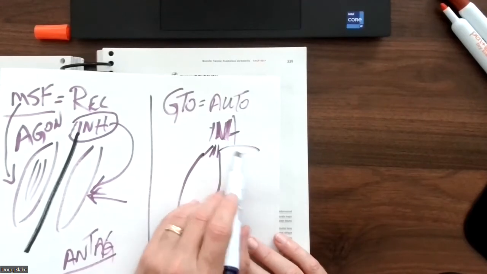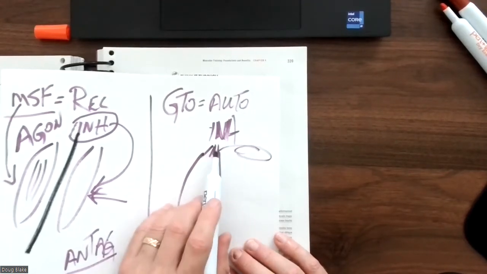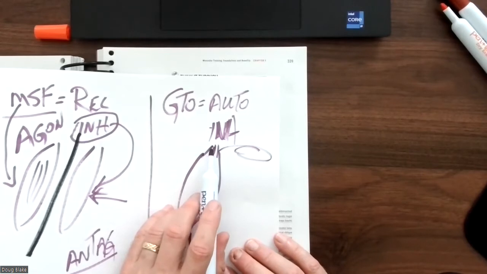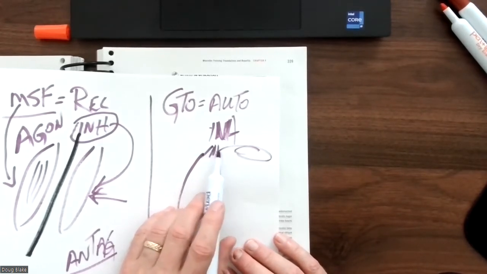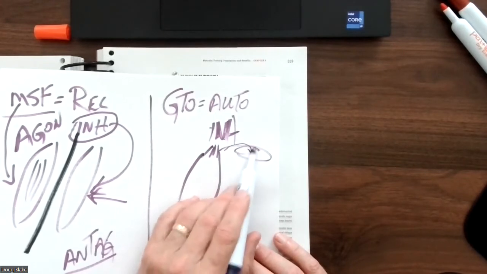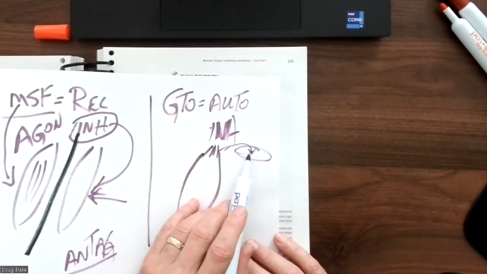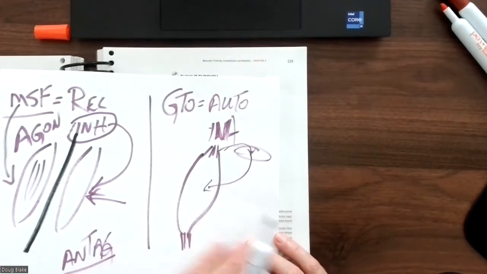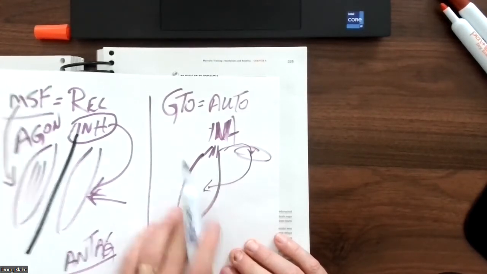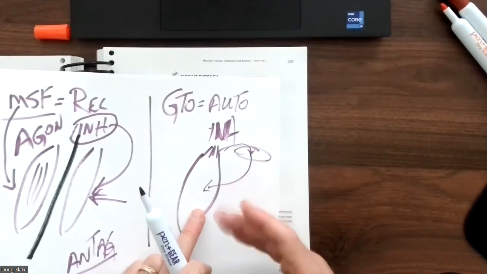Autogenic inhibition is the picture that I drew originally, where the excitation of the Golgi tendon organ causes a reflexive arc that then inhibits the muscle and it relaxes. We call this autogenic inhibition.